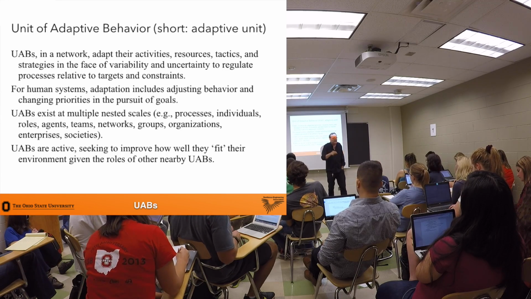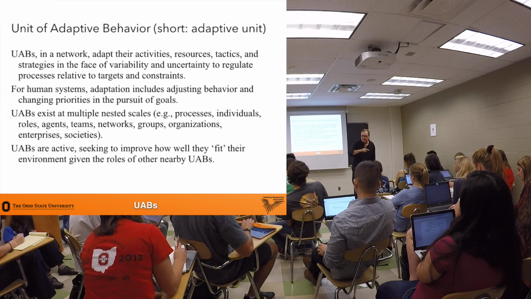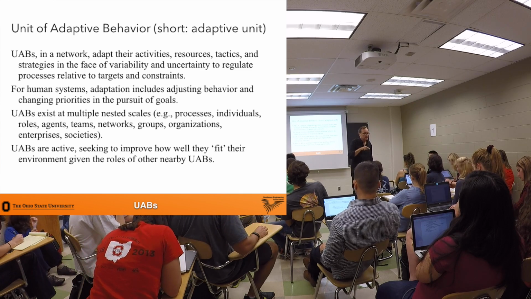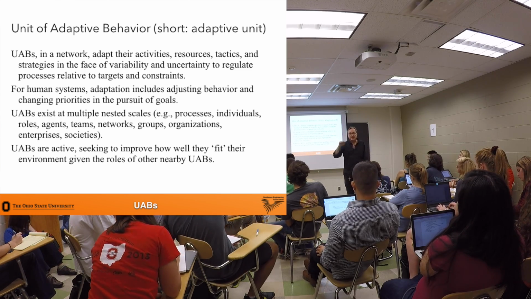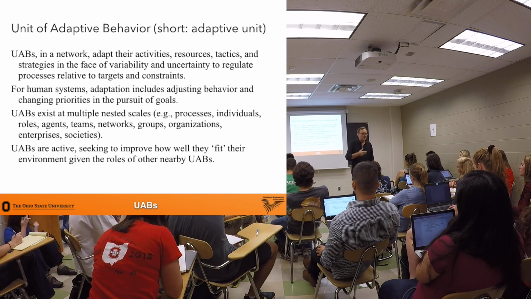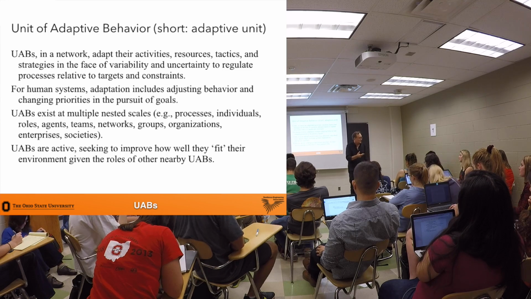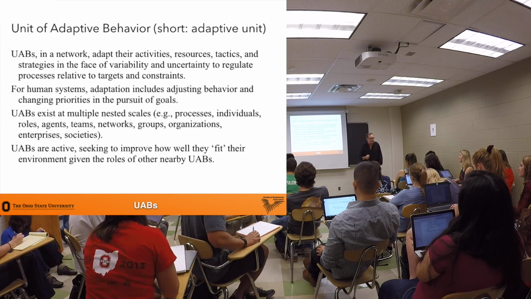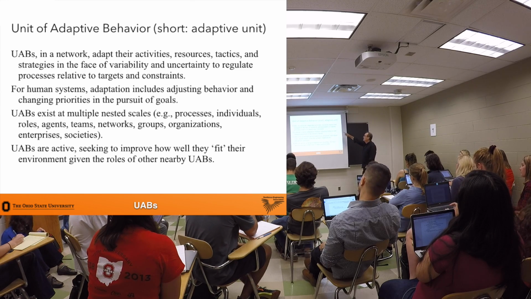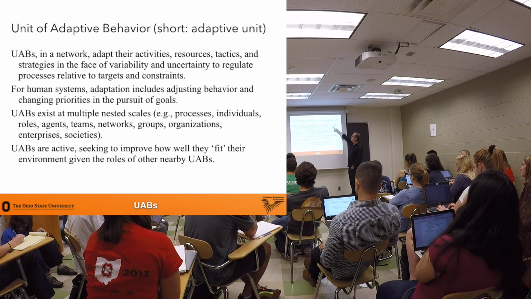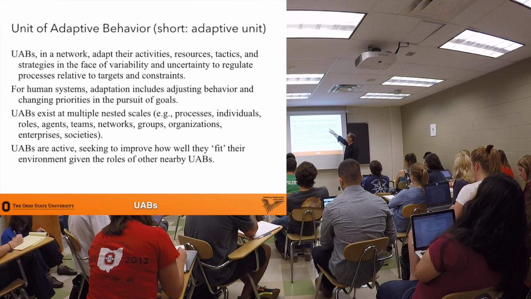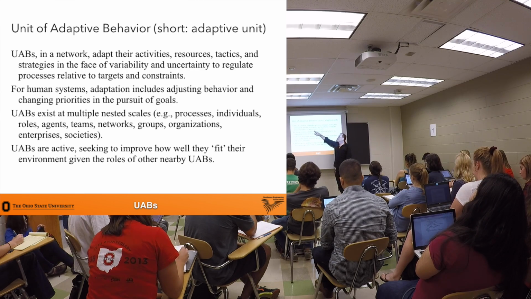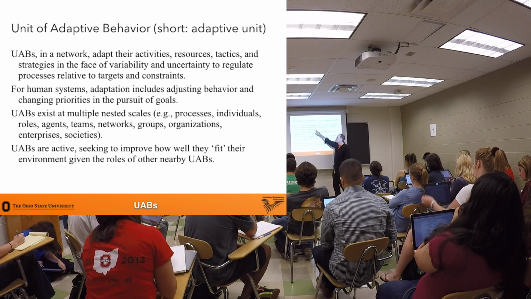Units of adaptive behavior exist in a network, and there are relationships and effects back and forth between those units. So when you think about the two anesthesiologists, the safety manager and the attending, you think about where their position in the network is. What resources do they control? What other stakeholders influence them, put pressures on them, change the resources they have available? So UABs adapt their activities, resources, tactics, and strategies in the face of variability and uncertainty, and they're trying to regulate what they do in order to achieve targets and manage various kinds of constraints.